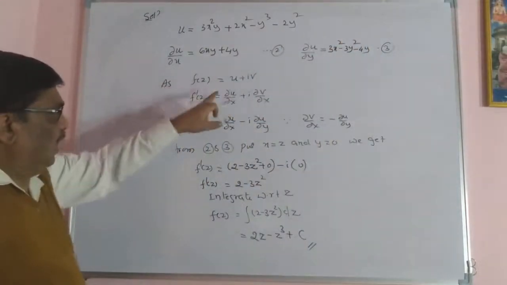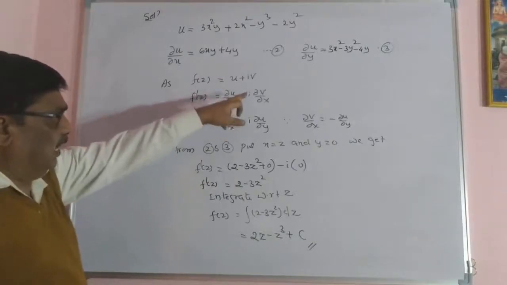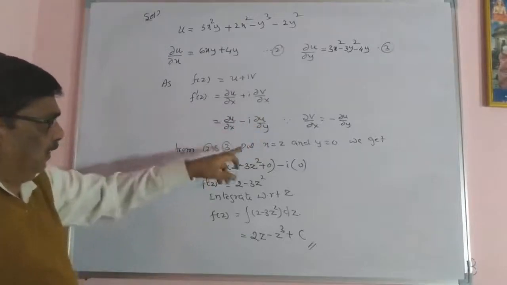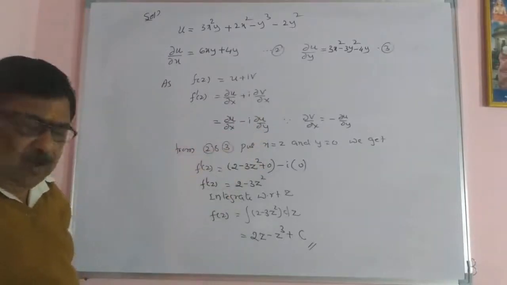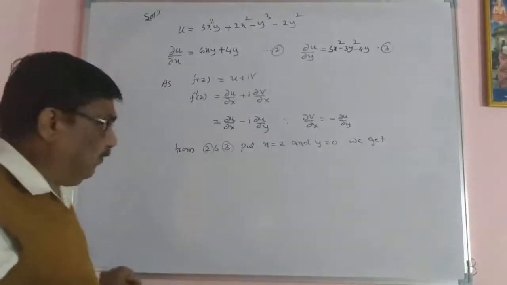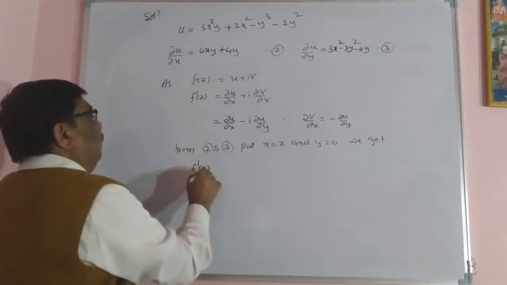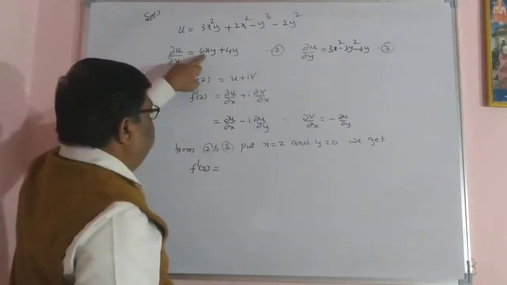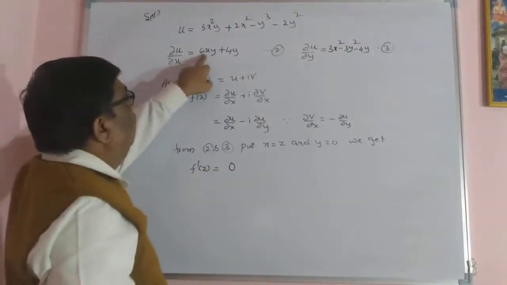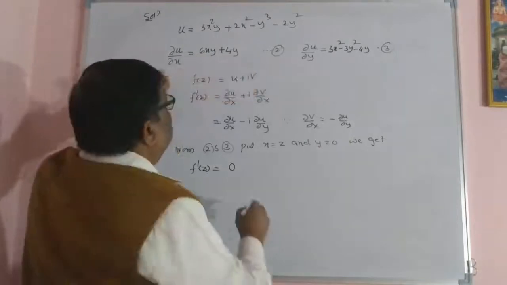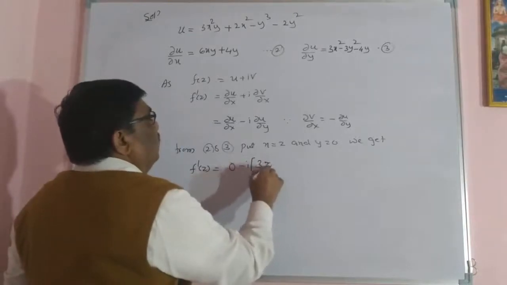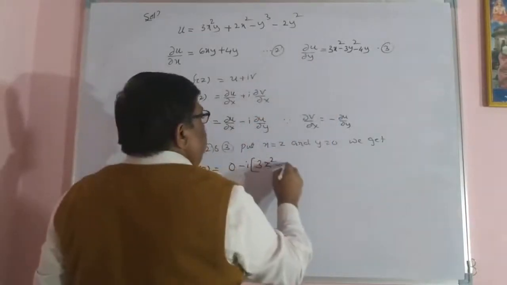z equal to u plus iv, f dash of z equal to dou u by dou x plus i dou v by dou x. Replace this by minus dou u by dou y. From 2 and 3, put x equal to z and y equal to 0. We get f dash of z equal to, put here x, y is 0, means the term total is 0. Plus minus i into, here 3x square means 3z square, and the rest of the terms are 0.